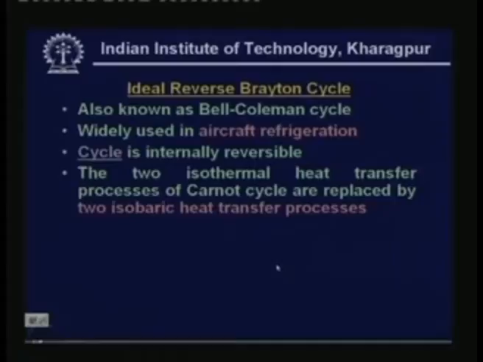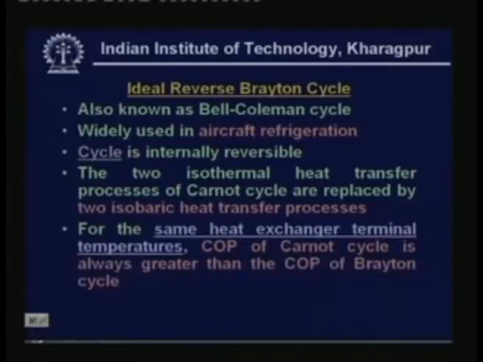We have seen, as I have already mentioned, that the two isothermal heat transfer processes are replaced by two isobaric heat transfer processes. For the same heat exchanger terminal temperatures you can very easily show that the COP of a reverse Carnot cycle is always greater than the COP of a Brayton cycle. Let me show this.